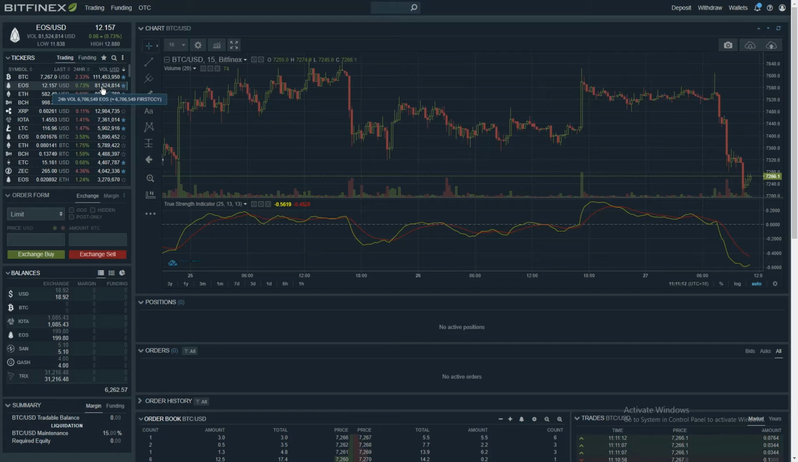Now, why does the quantity matter? Well, the quantity matters for a few things. If you look at the spreads, the difference between the buy and the sell prices, coins that are traded a lot more frequently tend to have much tighter spreads.